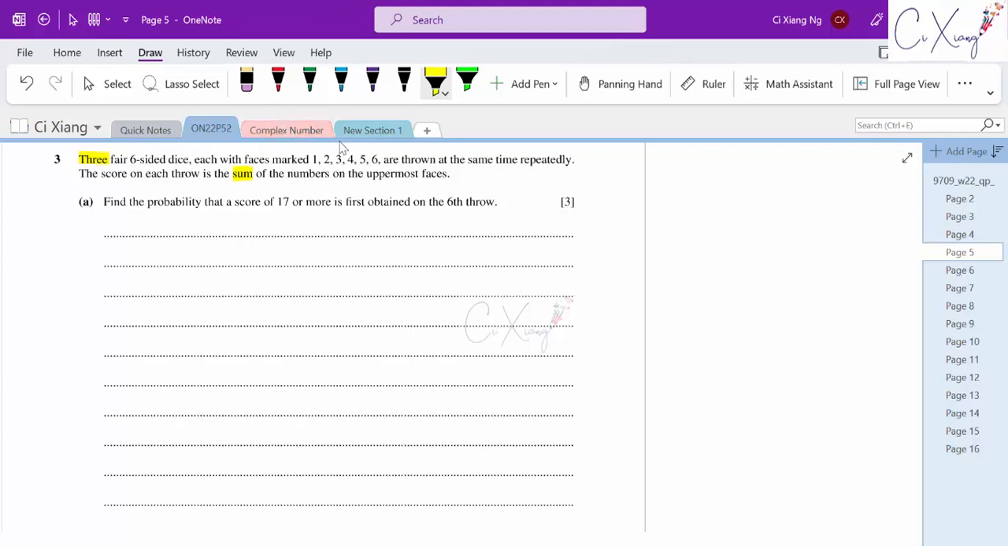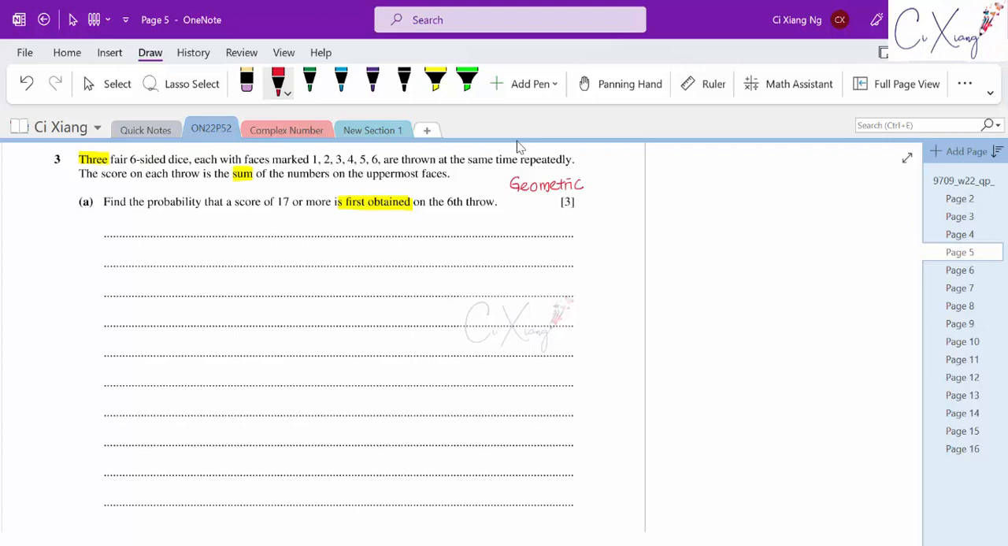Okay, so first of all, the keyword for this particular question is "first obtained". When we have the keyword first obtained, or they say that some event happens at the first time it appears at a certain throw, all this kind of question basically belongs to the geometric distribution.